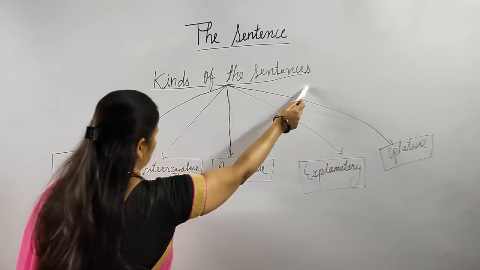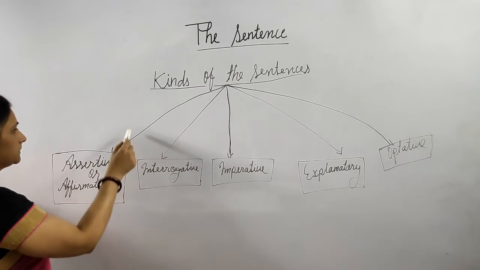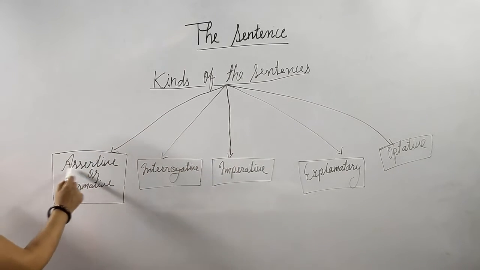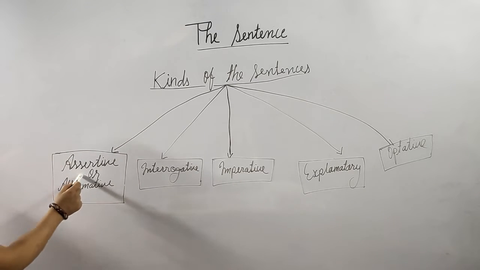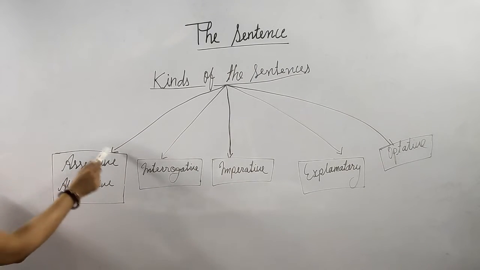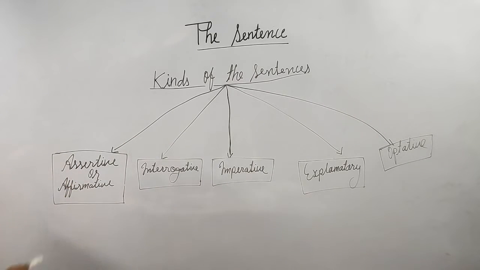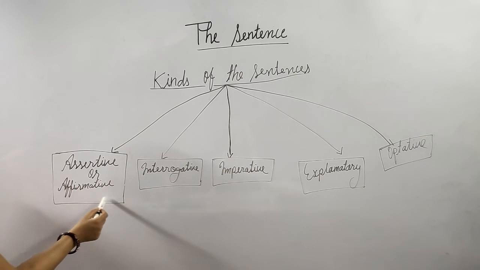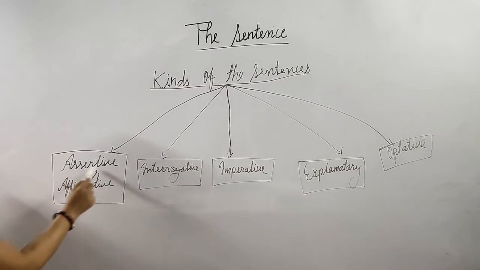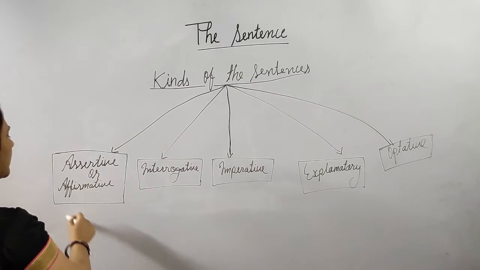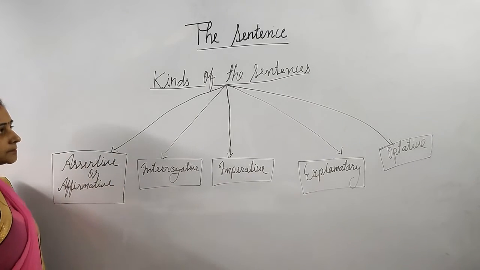Kinds of sentences. There are five kinds of sentences here. The first one is the assertive or affirmative sentence. A sentence that makes complete sense is called an assertive sentence. For example, he is reading a novel. He is reading a novel is an assertive sentence because it is making complete sense.